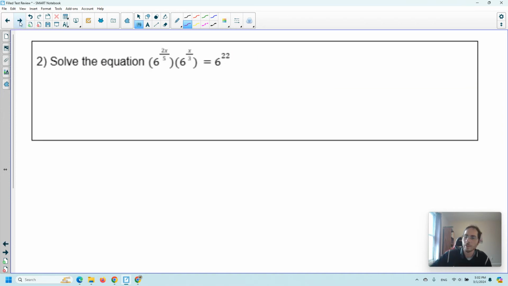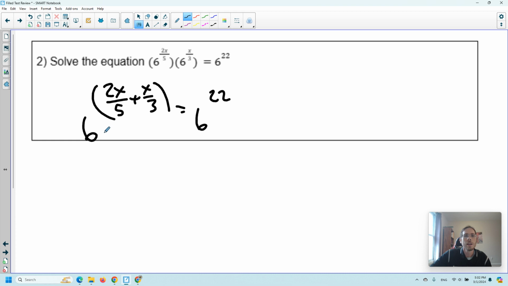For number two, we've got to solve this equation. Since we've got these two sixes and they're multiplying together, we can add these two fractions up: 2x over 5 plus x over 3. We have 6 to both sides equals 6 to the 22nd. Since both of these bases are the same number, they're both 6's, we can cancel the 6's out. So we have the equation 2x over 5 plus x over 3 equals 22.